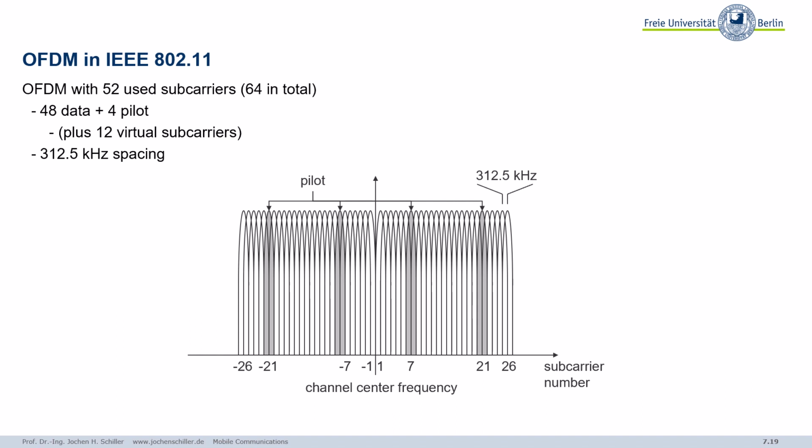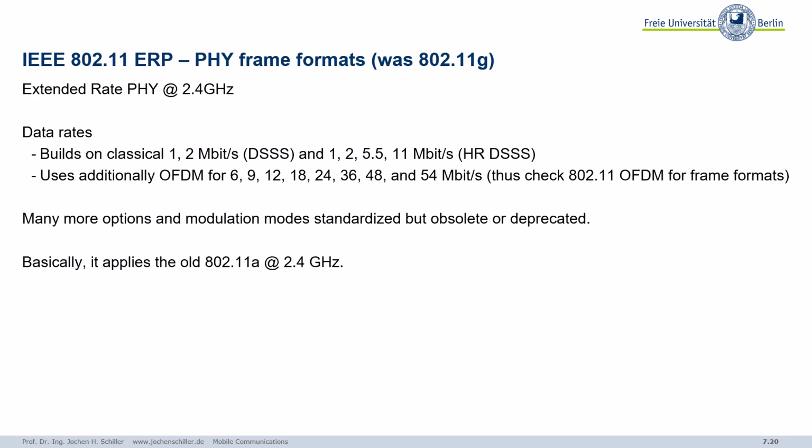Okay, that's a completely different technology at the physical layer. OFDM technology, you already know this from LTE. So, okay, that was an experiment, but it worked, with higher data rates, but at 5 gigahertz. What followed was a so-called extended rate physical layer at 2.4 gigahertz. That was the old 11G standard.